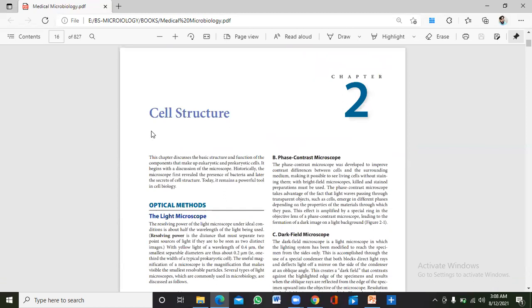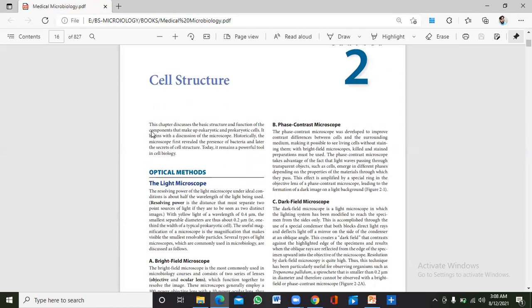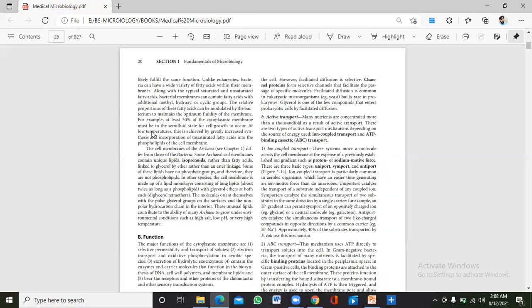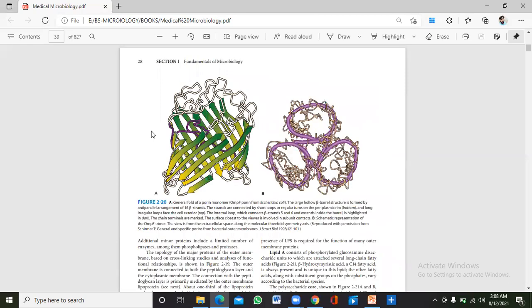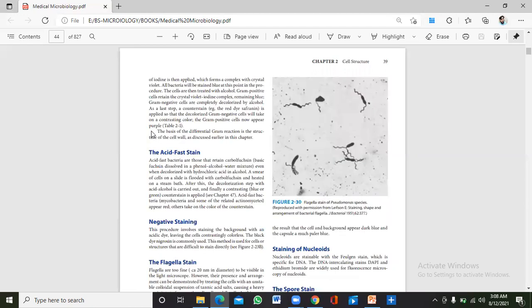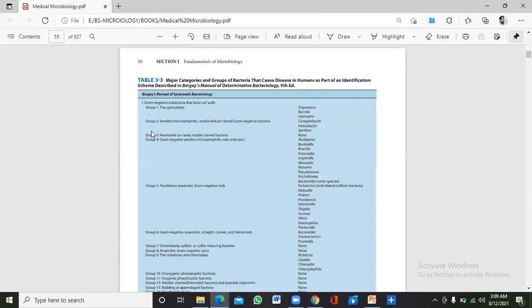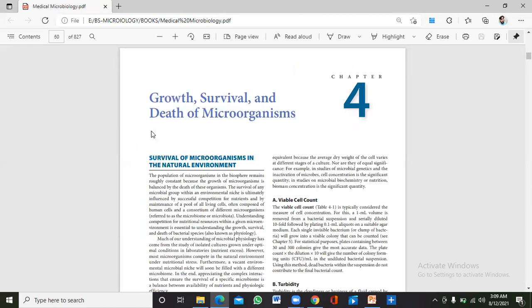Okay. The second chapter consists of the cell structure, the prokaryotic cell structure, what microscopes are, all of which is part of the fundamentals of microbiology. After that, if I go to the third chapter, wait a minute, it is taking some time. Okay, so this is all about the cell structure, and after that the classification of bacteria. In short, all 7 chapters include all the basics of microbiology.